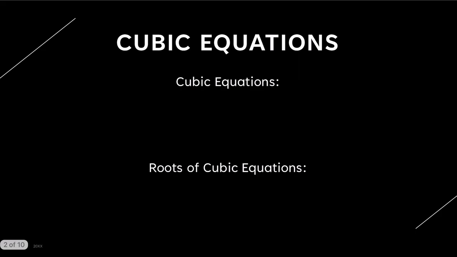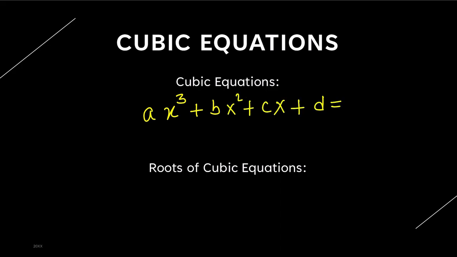A cubic equation is of the form, suppose, ax cube plus bx square plus cx plus d equal to 0. So the maximum power in the equation is 3. That makes the equation a cubic equation. If you remember, the quadratic equation looks like ax square plus bx plus c. Here we have ax cube plus bx square plus cx plus d. That is the general equation for a cubic equation.